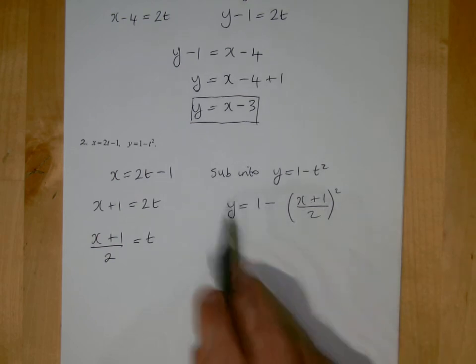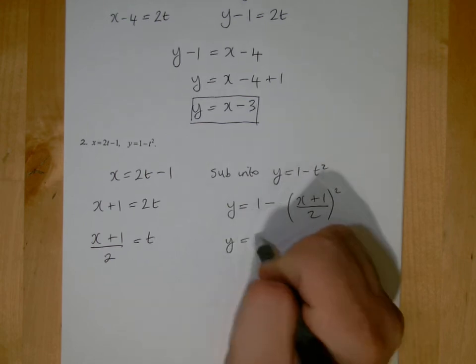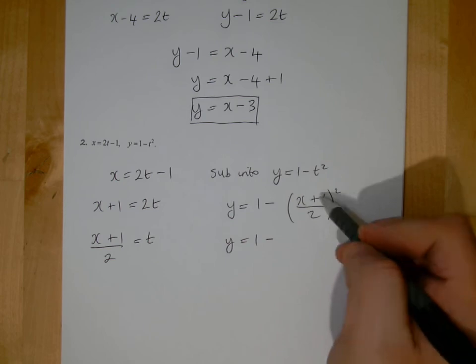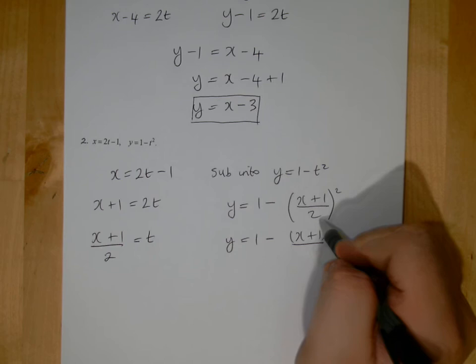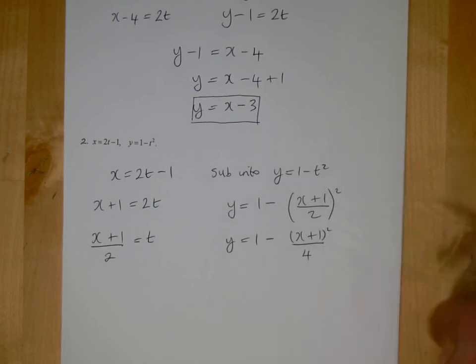And you'd be expected to maybe tidy this up a bit, make it look a little bit nicer. So we've got 1 minus, well, when I'm squaring this here, you can square top and bottom, can't you? So you can do x plus 1 all squared and square the bottom. So 2 squared is 4. Okay. Now I've got this.